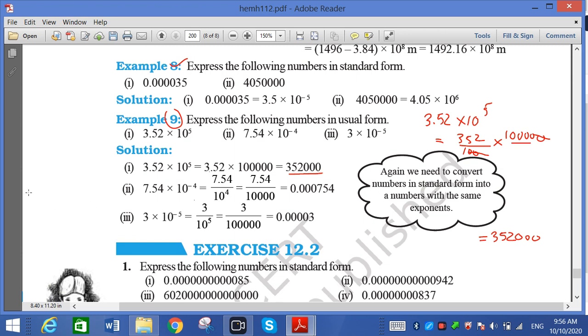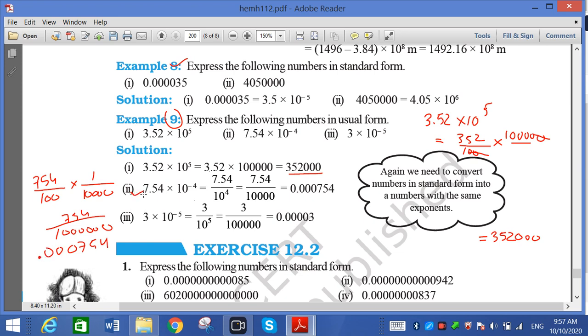Same thing, 7.54. So 754 upon 100 multiplied by, here again negative power. So I have to write 1, 2, 3 and 4. So 1, 2, 3, 1, 2, 3, 4, 5 and 6. So 754 upon 6 digits. From the 6th digit I have to put the point. So 4, 5, 7. Now to make 6 digits I have to put 3 zeros. And then I have to put the point.